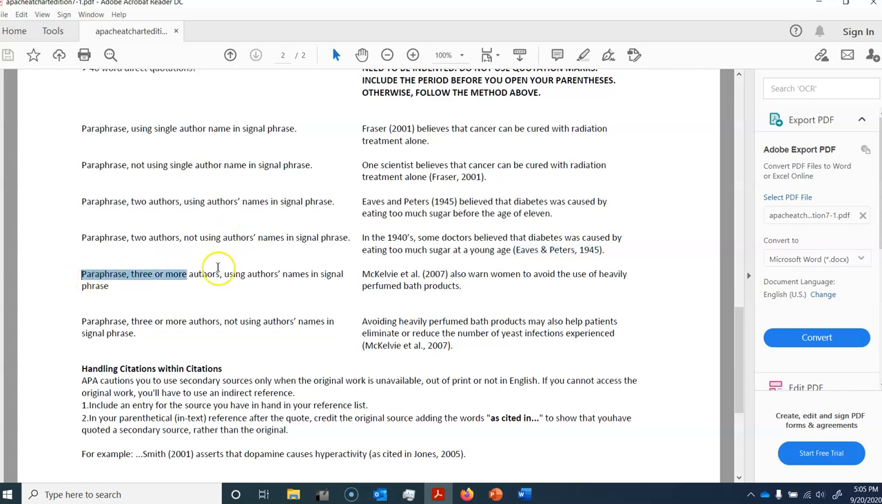If I'm paraphrasing and I have three or more authors, I'm going to use the et al. shortcut, just as I did with direct quoting. So in this case, if I'm using the authors' names in my sentence, I might say McKelvey et al., year of publication, and then go into my paraphrase. But if my paraphrase does not use the authors' names in the sentence, I'm going to put everything in a big long bracket at the end. So in this case, I have McKelvey et al., 2007.